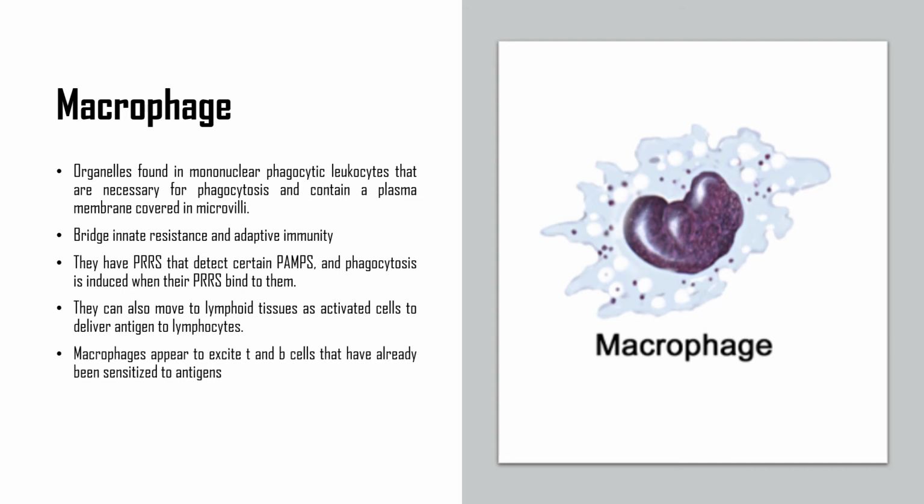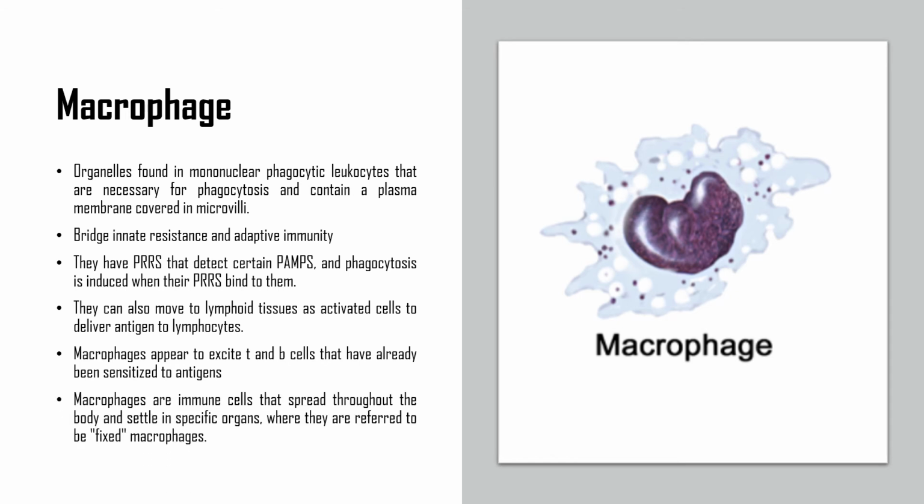Macrophages appear to excite T and B cells that have already been sensitized to antigens. Macrophages are immune cells that spread throughout the body and settle in specific organs, where they are referred to as fixed macrophages.